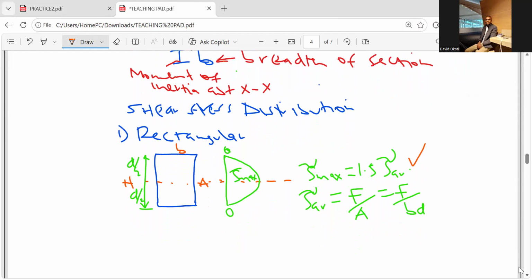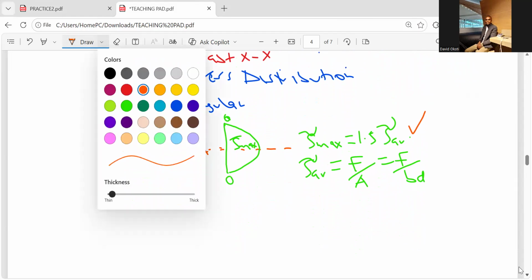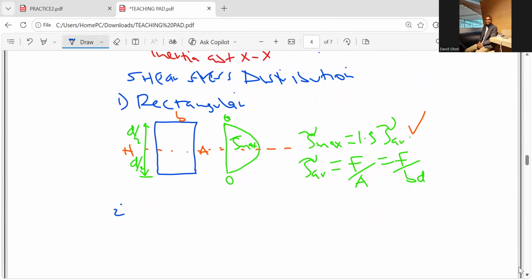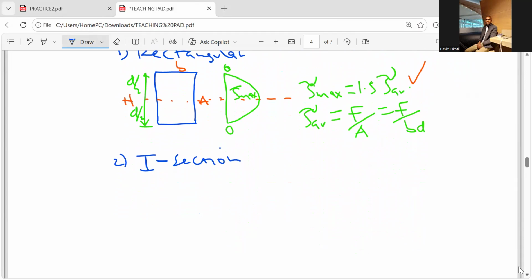Now, section number 2, we can look at what we call an I section. So that is a rectangular section. Then 2, I'll move to an I section. Just from the name, an I section is basically a section that takes the shape of capital I. So this is what we call the I section. Sorry, it's not that good, but that is an I section.